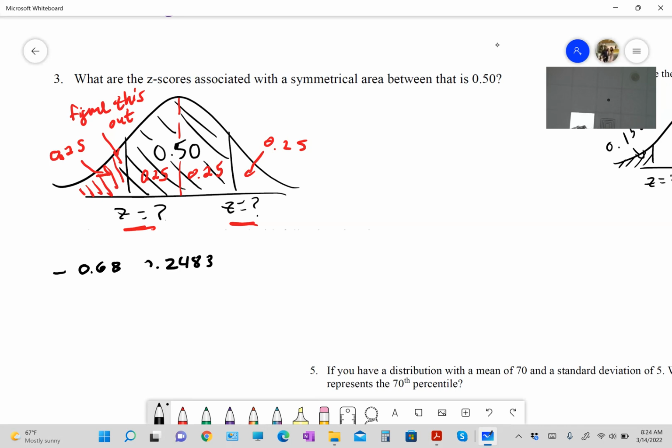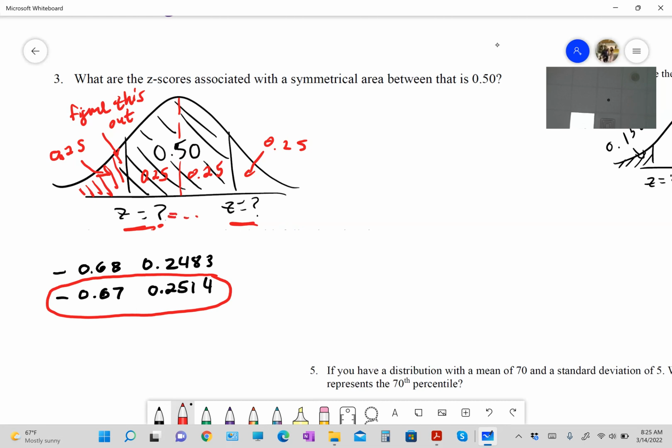That's pretty close. And negative 0.67 gives you 0.2514. If you notice, the closest one there actually is this one. This is 0.0014 away, while the other one's 0.0017 away. So what we say is these two z-scores here have to come out to negative 0.67 and positive 0.67.